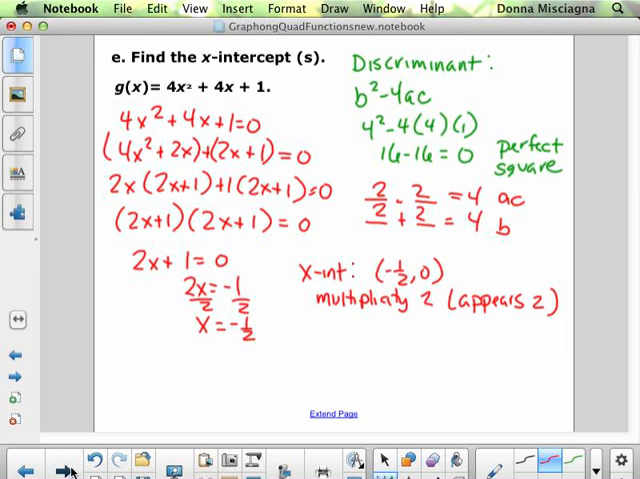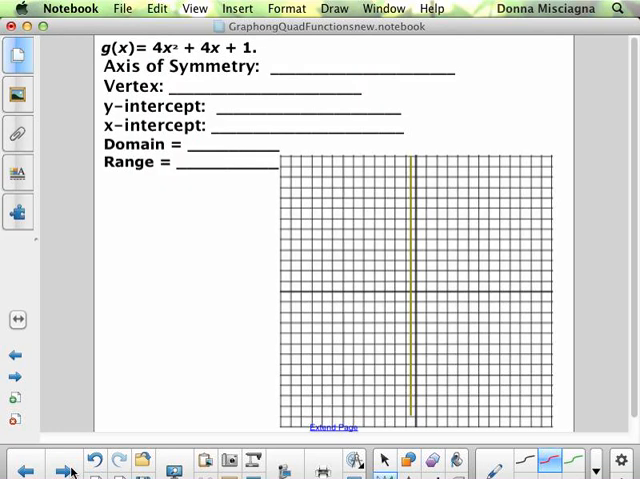So we've got 2 points, the x-intercept and the vertex. So we are going to come up with another point for our graph here. I already have the axis of symmetry graphed. This is x equals negative 1/2. That was the axis of symmetry. The vertex is negative 1/2, 0. The x-intercept was also negative 1/2, 0. The y-intercept is 0, 1.